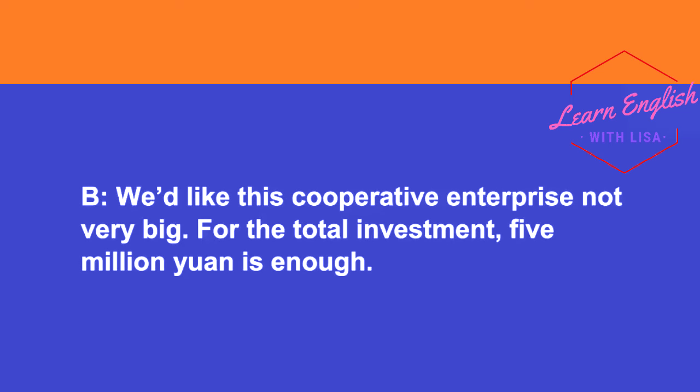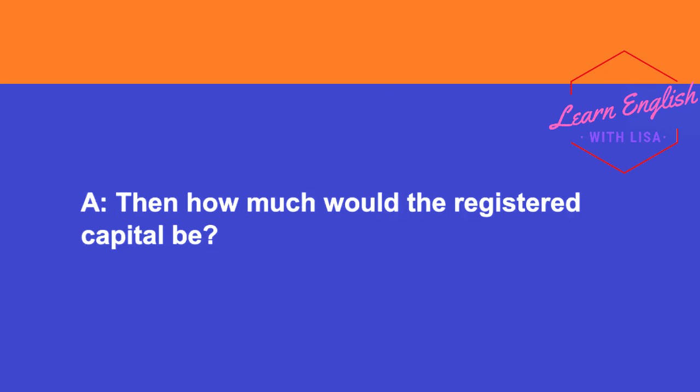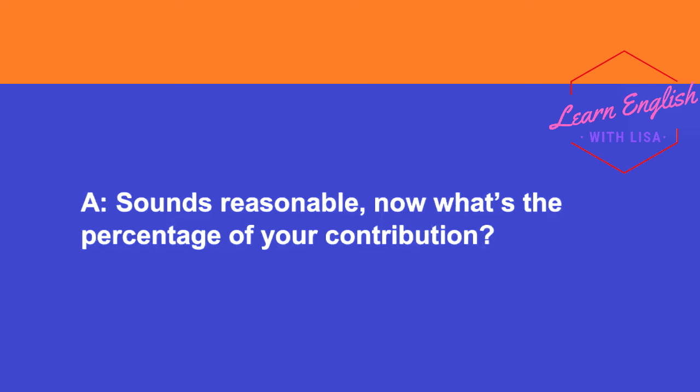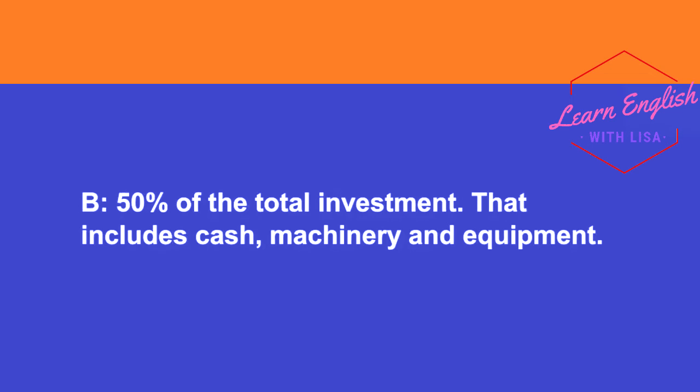We'd like this cooperative enterprise not very big. For the total investment, 5 million yuan is enough. Then how much would the registered capital be? How about 2.5 million yuan? Sounds reasonable. Now, what's the percentage of your contribution?